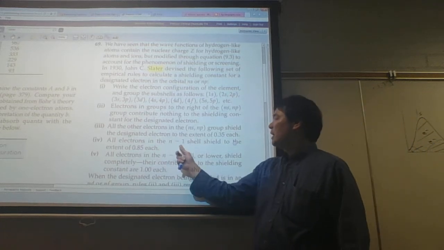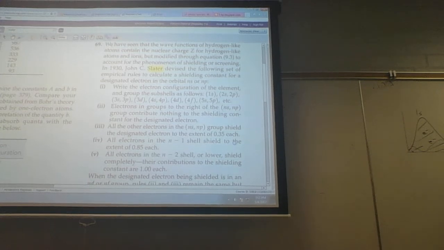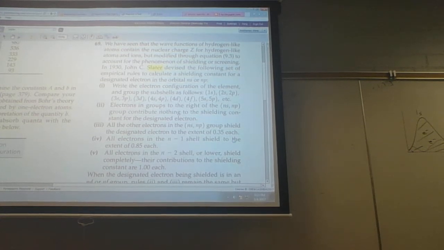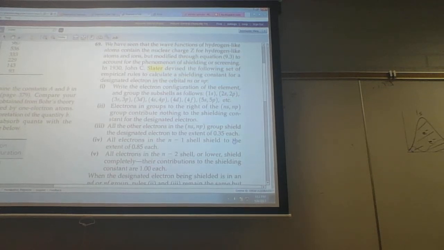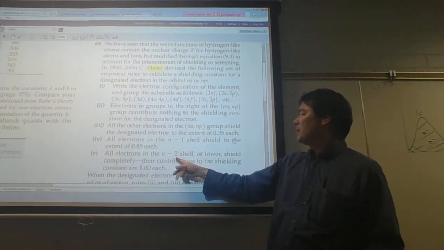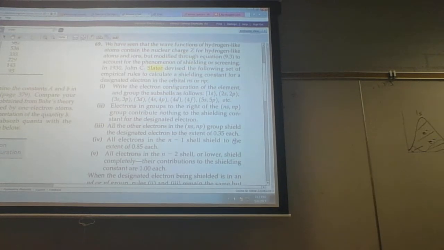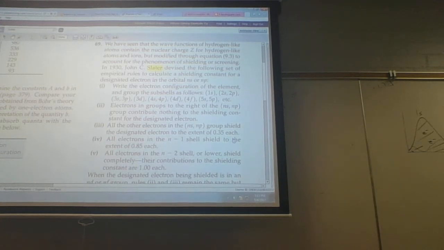All electrons in the n-1 shell shield to the extent of 0.85 each. So this is the n shell, and if I go to the n-1 shell, then I have to reduce Z by 0.85. If this is the 3s, then this would be the n equals 2 electrons. All electrons in the n-2 shell or lower shield completely. Any electrons in these innermost shells are going to be -1.